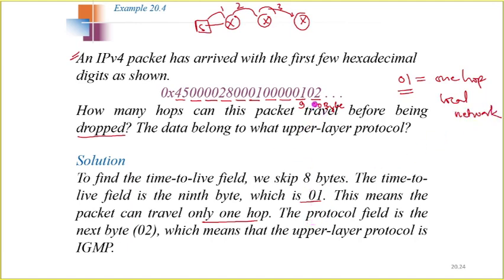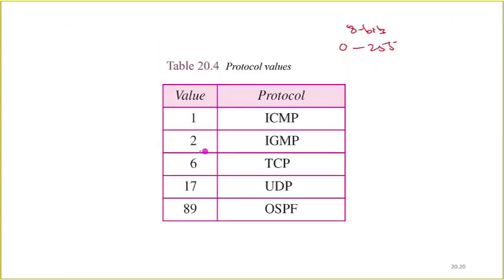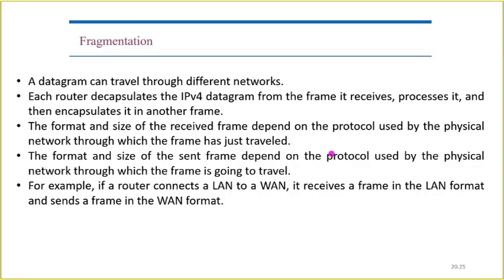Next is the protocol field, which has 02. So the protocol field is the next byte, that is 02, which means the upper layer protocol is IGMP. In the protocol list, 2 indicates IGMP.